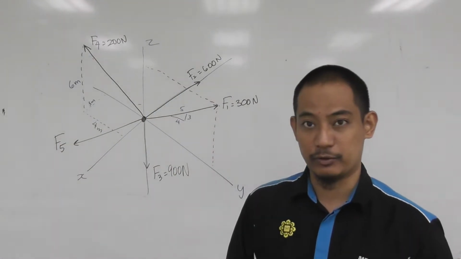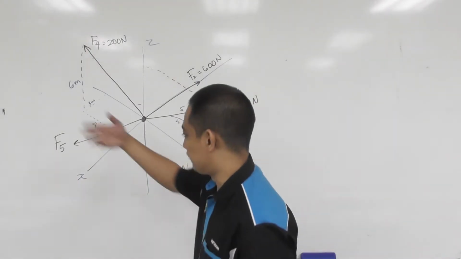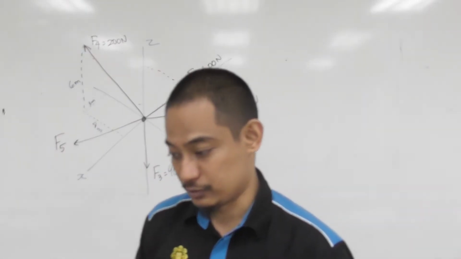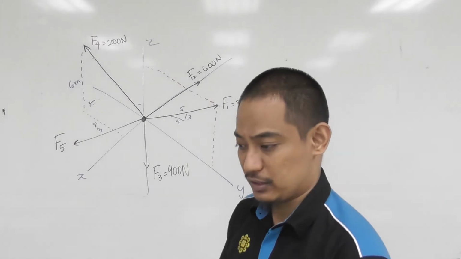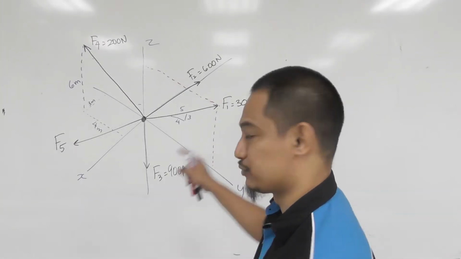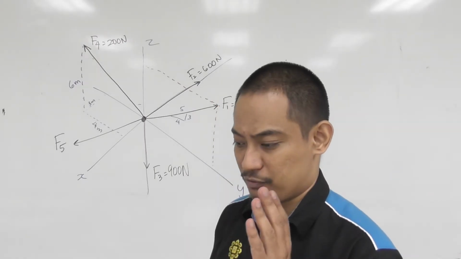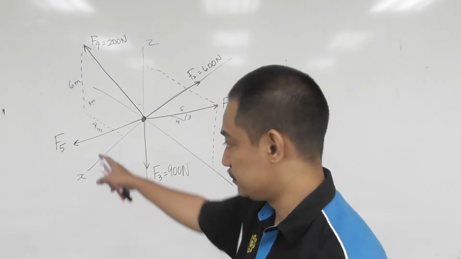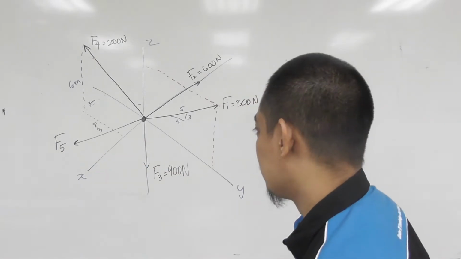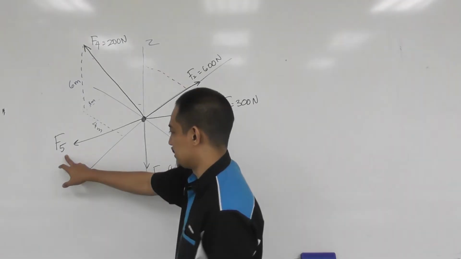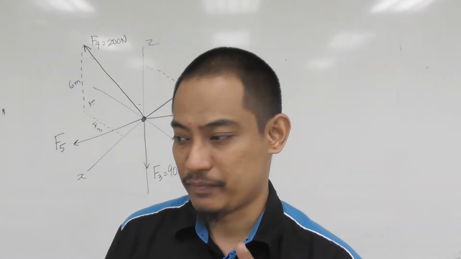And then F5. For F5 we do not know anything about it. We do not know the magnitude, and we do not know the direction. It can be back there or front here, we don't know. So in this example, we have 4 forces, all known in both magnitude and direction, and we need to find F5. The question is, find the force F5 required to keep particle O in equilibrium. Make sure you understand the question properly.